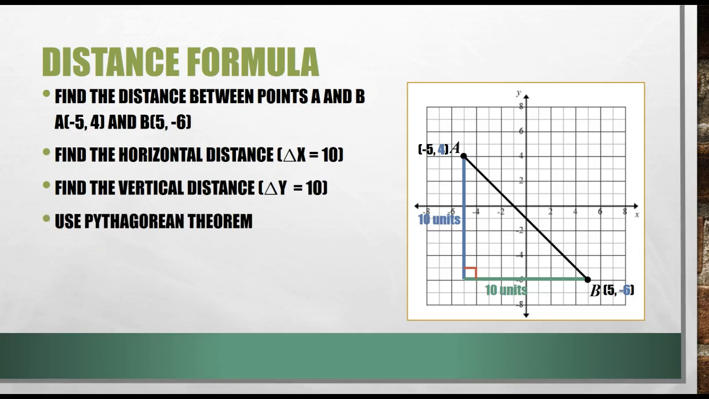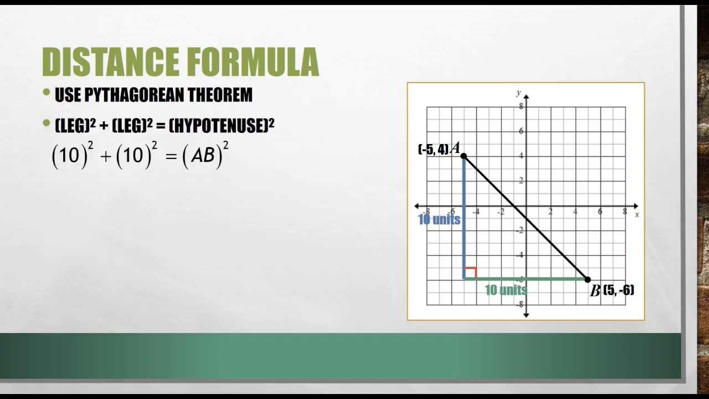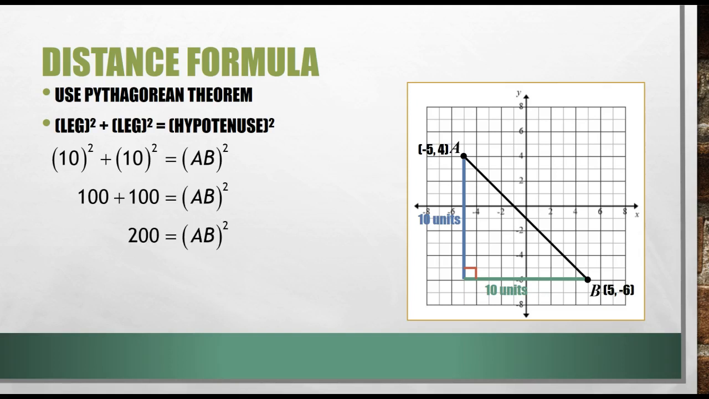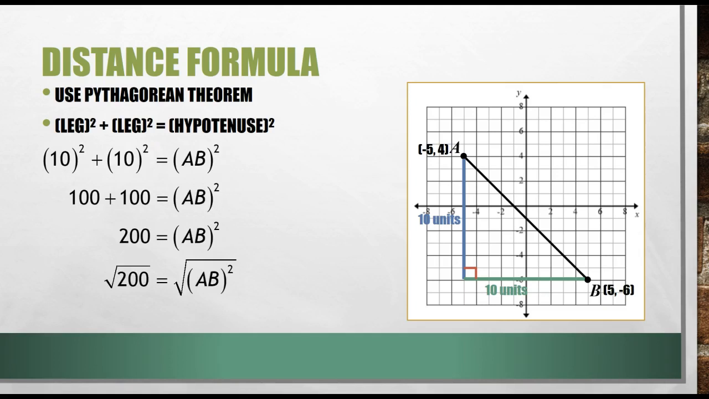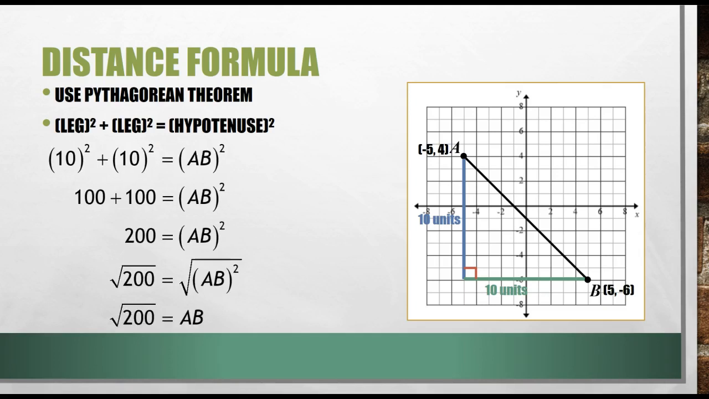So now that I have my legs of 10 and 10, I'm going to go ahead and use the Pythagorean theorem. Leg squared plus leg squared equals hypotenuse squared. Let's get some more room. And I will substitute my legs both at 10. So we will simplify and simplify. And then we'll take the square root of both sides. And we get that the square root of 200 is AB.